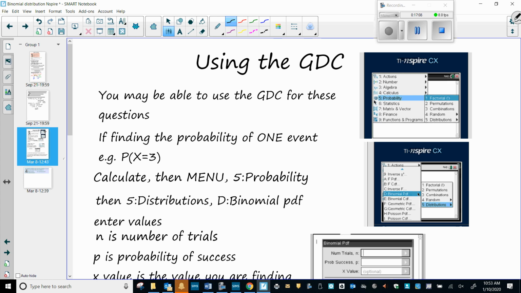Binomial PDF. First of all, I don't have that. CD or PD? It's option D. Doesn't have an option. Scroll down, darling.